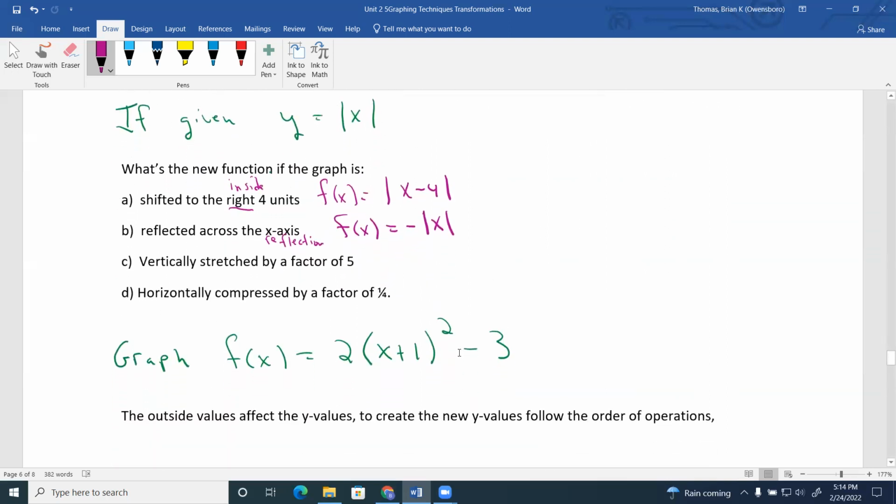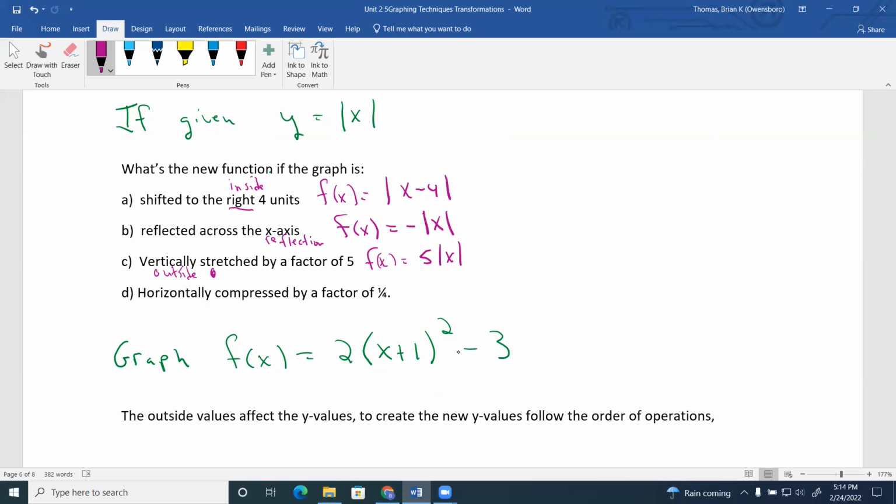So vertically stretched by a factor of 5. And also, again, vertically means we have to be putting stuff on the outside. So that factor 5 has to be placed on the outside of the function. So f of x is going to equal 5 times the absolute value of x.